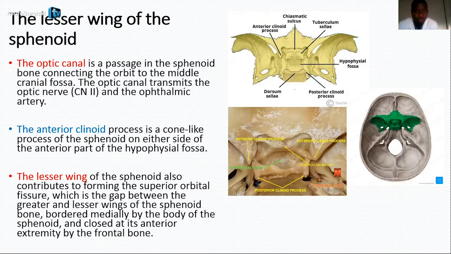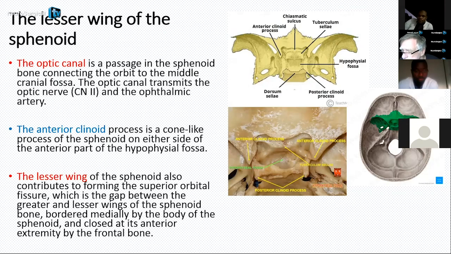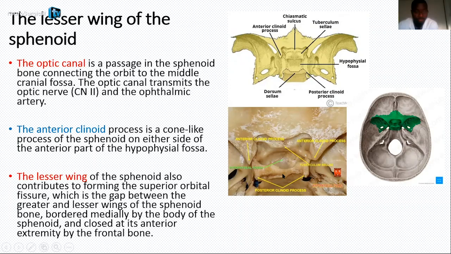We have the orbital structure, which is between the greater and lesser wings of the sphenoid bone, bordered medially by the body of the sphenoid and closed at its anterior extremity by the frontal bone. We have here the anterior clinoid process, and here the posterior clinoid process. And we're going to show you more again.